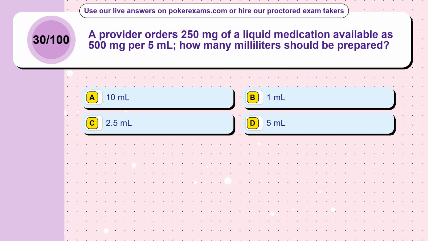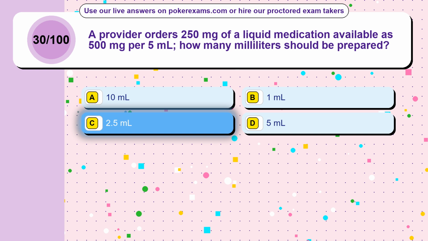Question 30. A provider orders 250 mg of a liquid medication available as 500 mg per 5 ml. How many milliliters should be prepared? Option A, 10 ml. Option B, 1 ml. Option C, 2.5 ml. Option D, 5 ml.